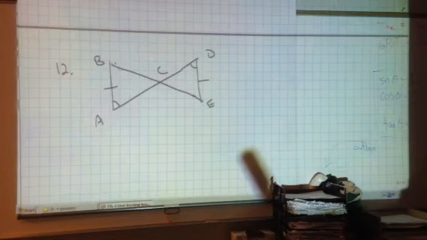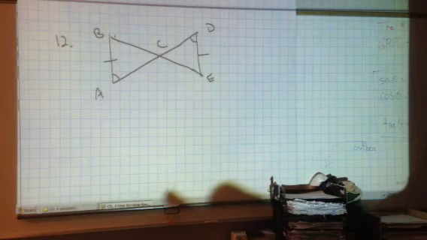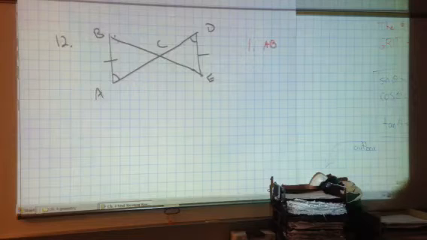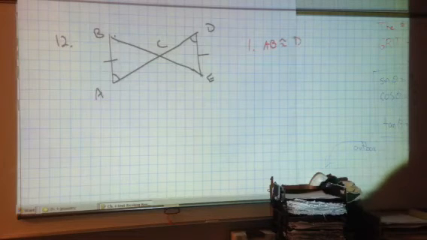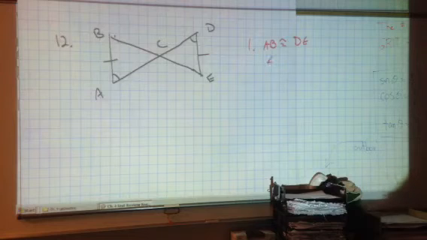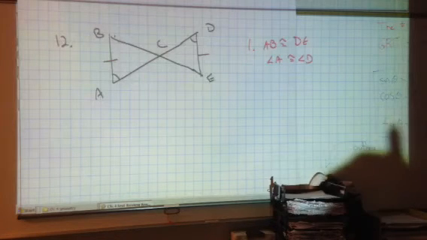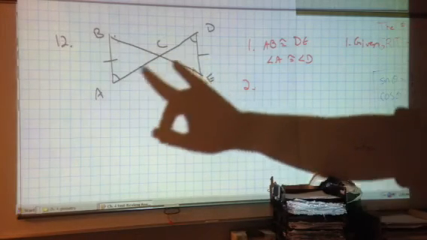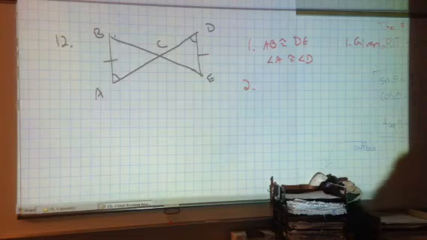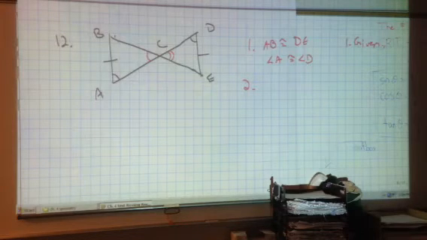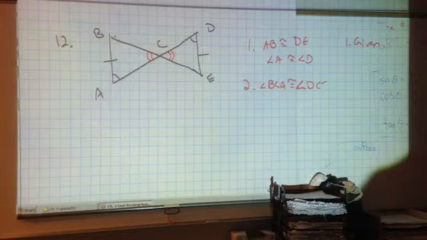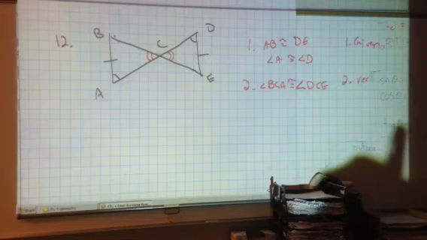Alright, let's look at the proofs here. You have to list the given information. So you have to list like AB is congruent to DE, and angle A is congruent to angle D. Now, as I said, whenever you have a bow tie thing going on here, you're going to want to go ahead and use vertical angles. So I'm going to use vertical angles to show that these two angles are congruent. So I'll call it angle BCA is congruent to angle DCE. Vertical angles theorem.